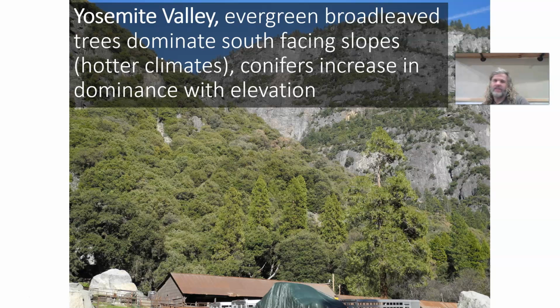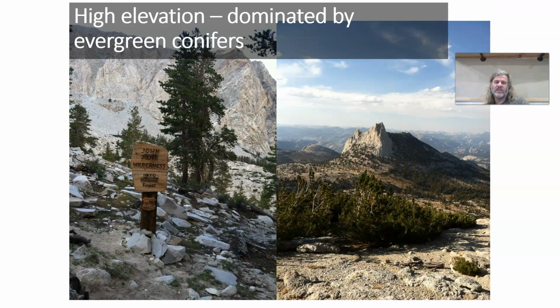On the south-facing slopes, which intercept more solar radiation, they tend to be dominated by broadleaf species, by oaks, red oak, or interior live oak. Also some odd conifers like California nutmeg, unique conifers. They're really cool, but they're just unique. Keep going up in elevation, and it becomes just too cold for broadleaf species.